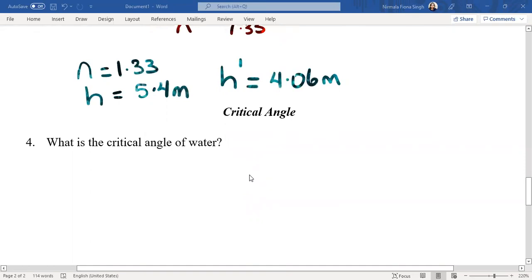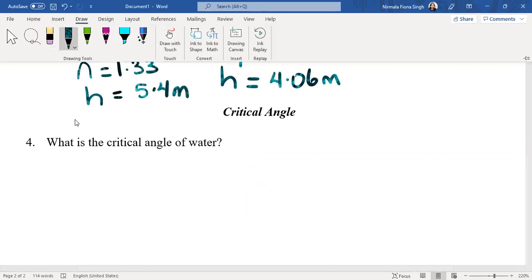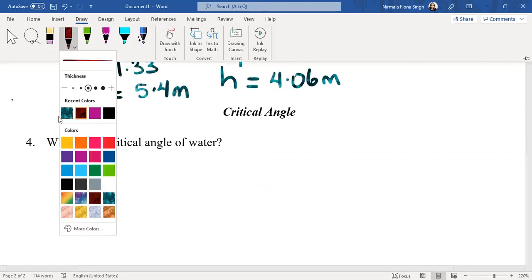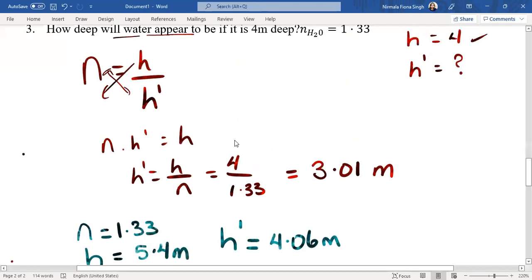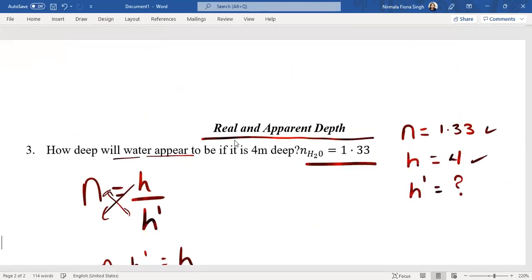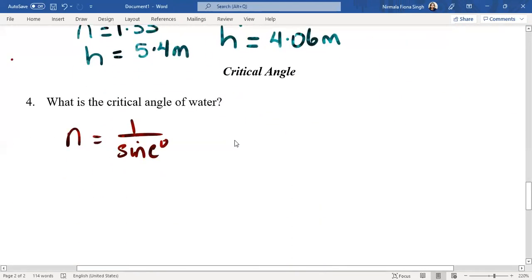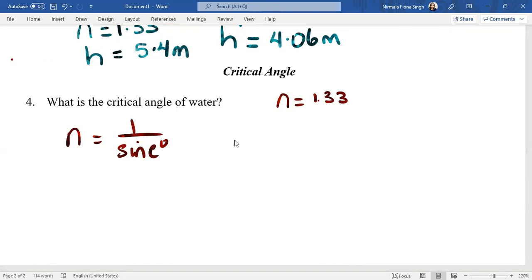Critical angle, remember, this is the last thing we did yesterday. The equation for critical angle is n is equal to 1 upon sine of c. Now I didn't give the refractive index of water because we just did the refractive index of water. So I know that n is equal to 1.33, and I want to work out c.